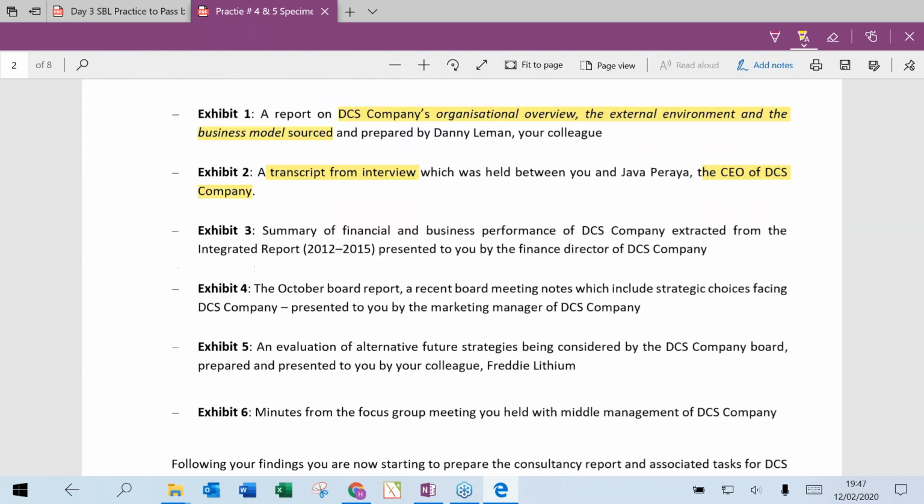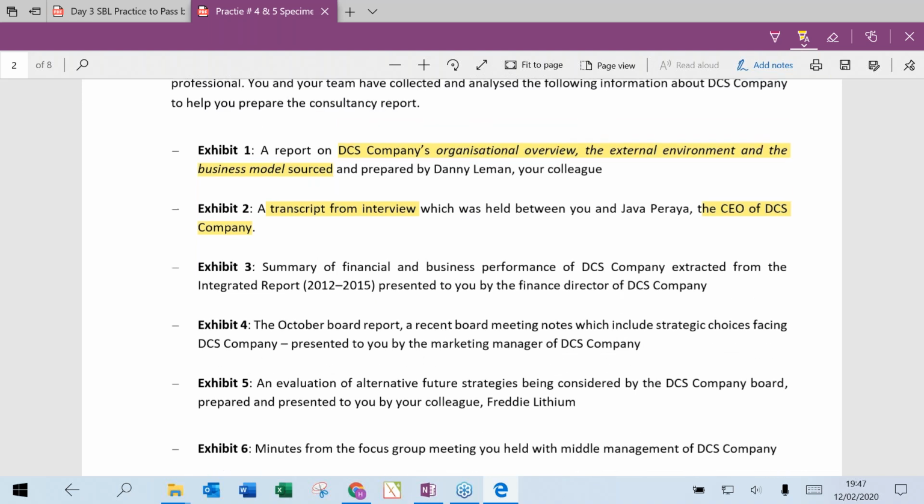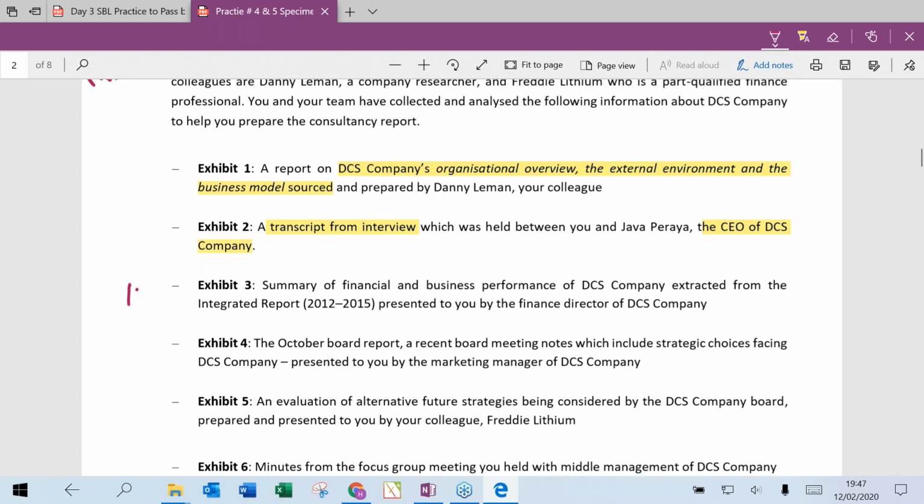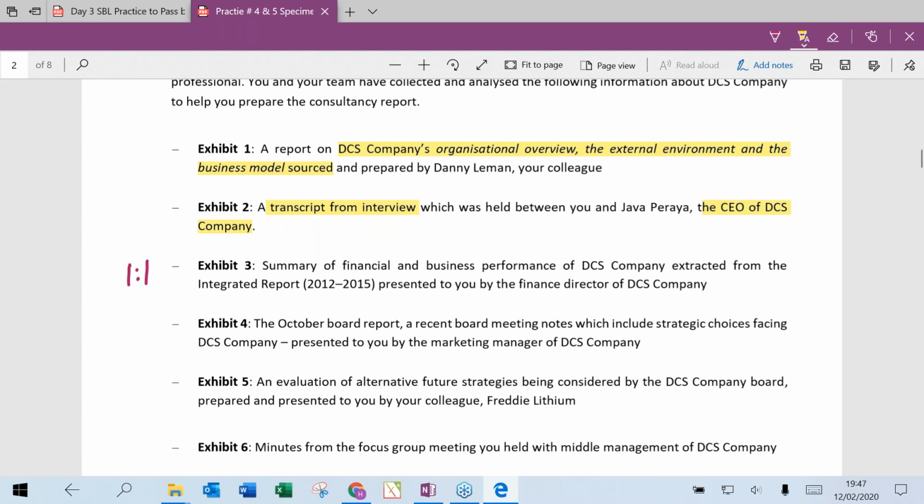Exhibit 3, summary of financial and business performance of DCS company extracted from the integrated report presented to you by the finance director. So this is a one-to-one. As I said earlier, all the financial information is a one-to-one exhibit.